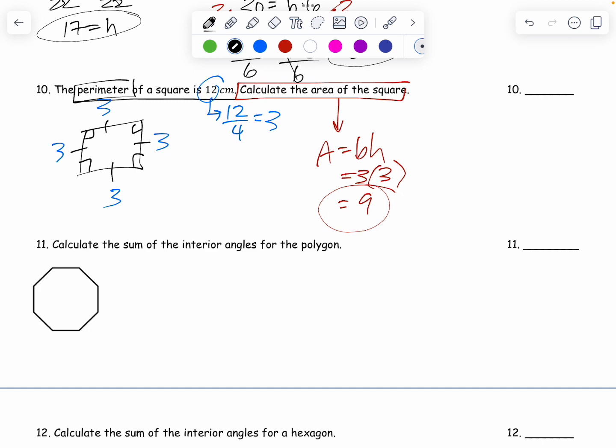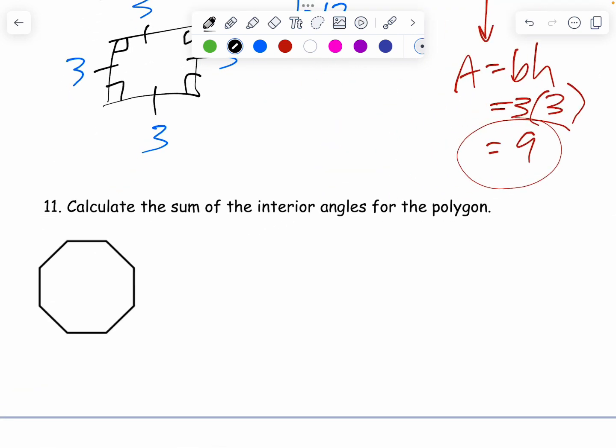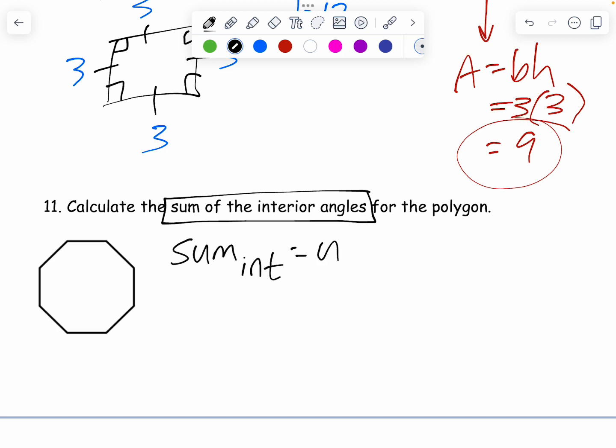I'm going to do one of each of these types, and then I'm going to be finished. Calculate the sum of the interior angles. You have a formula on your note card for sum interior, and I think it probably looks like this. N minus 2 times 180. And what is the n again? Oh, 1, 2, 3, 4, 5, 6, 7, 8. 8 sides. I'm plugging in 8 for n.